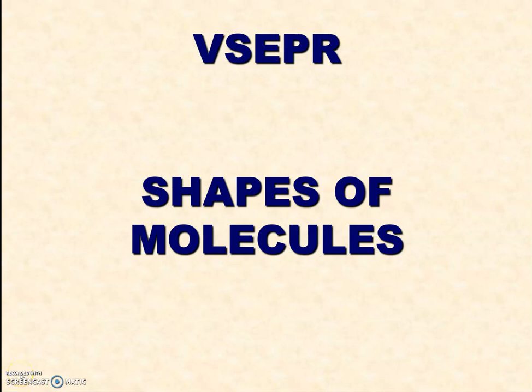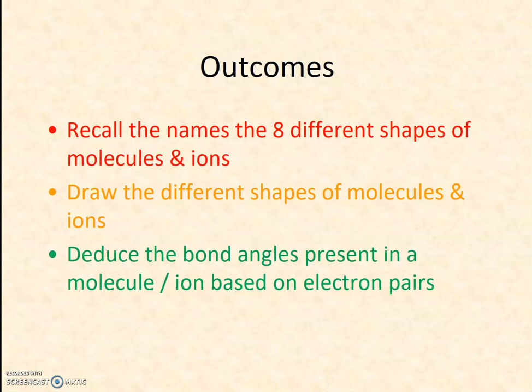In this video, we're going to talk about VSEPR, which is valence shell electron pair repulsion theory. It's better known nowadays as shapes of molecules in some specifications. What we're looking for you to get out of this session is being able to recall the names of the 8 different shapes which can be applied to simple molecules and ions. Be able to draw the different shapes of these simple molecules and ions, and to deduce the bond angles as well.